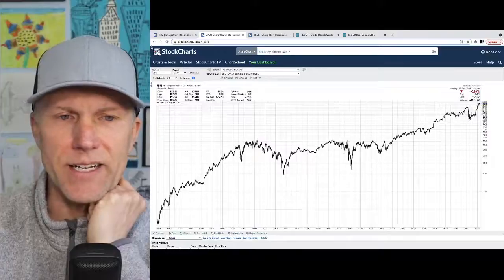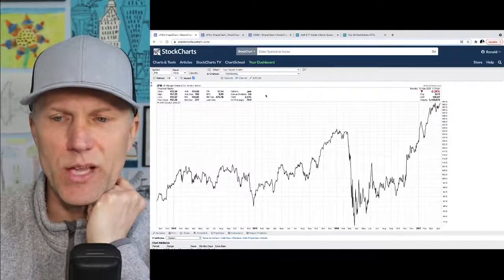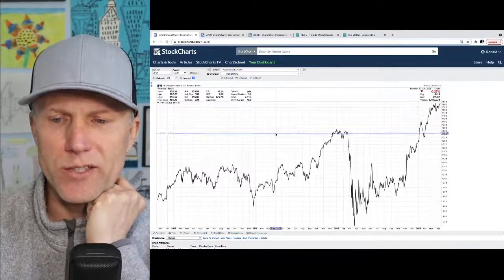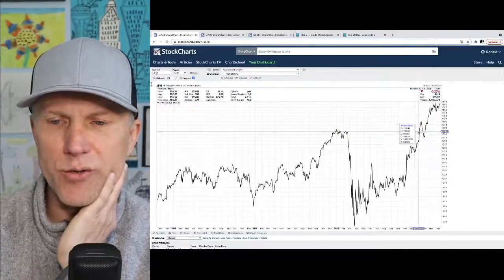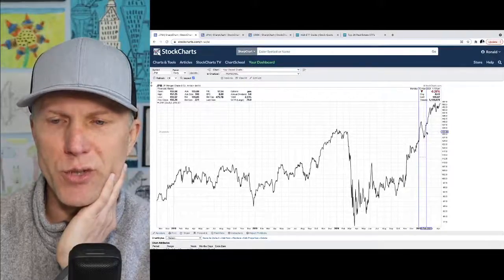Now it's consolidating. Let's go back to this. It's consolidating at new lifetime highs. When it broke out in '21, look at this, it broke out to new lifetime highs, right? Okay, it broke out to new lifetime highs.